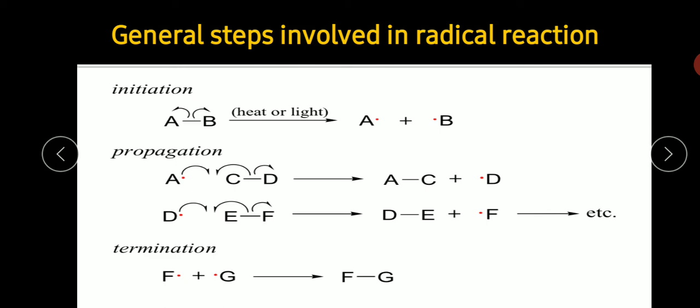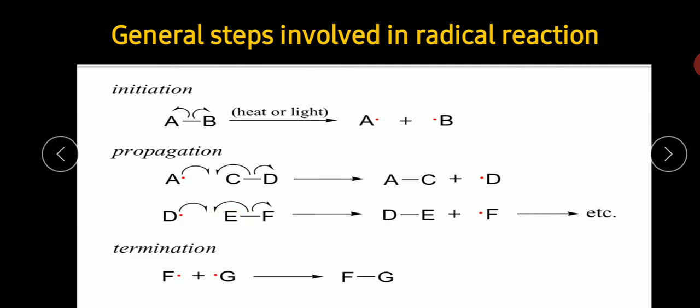Then this D radical reacts with another molecule, E-F. Then this covalent bond is cleaved homolytically. Then E radical and F radical are present. Then this D radical and E radical form a bond, and F radical is present.